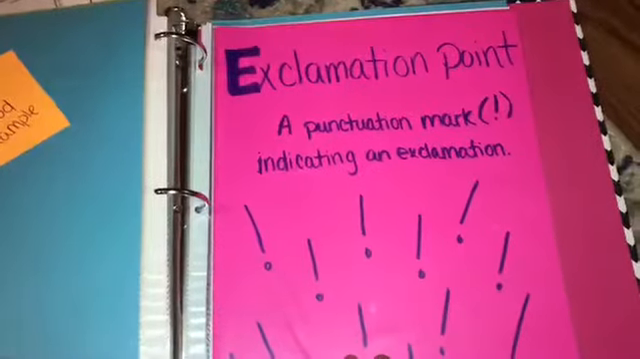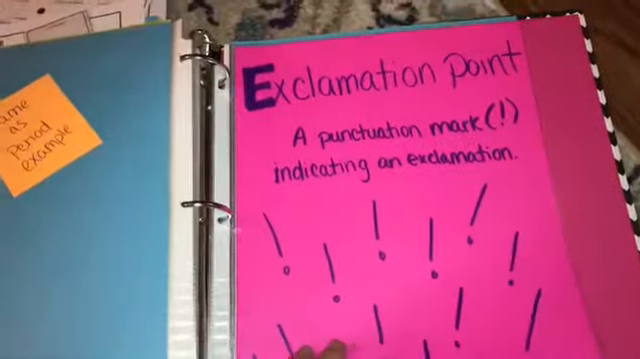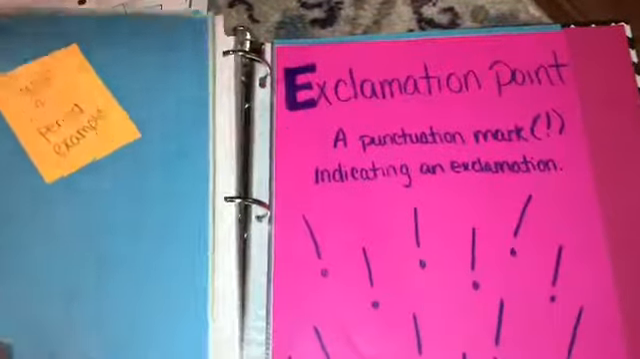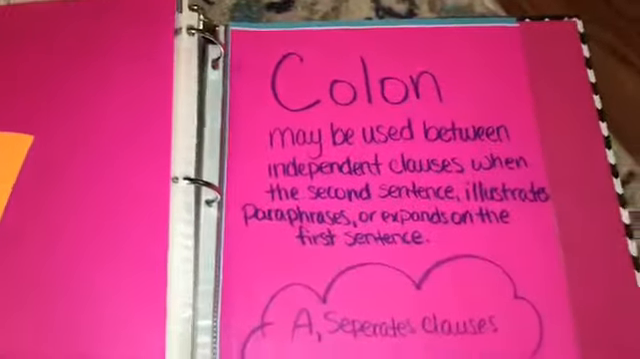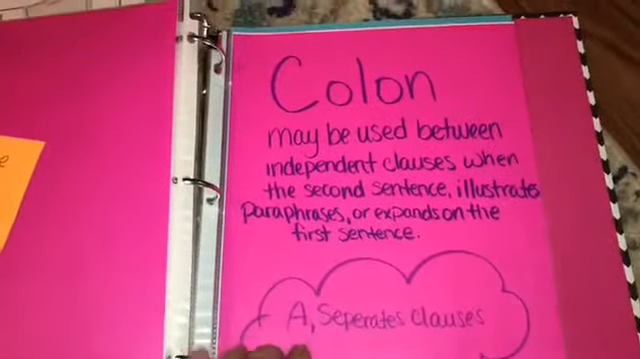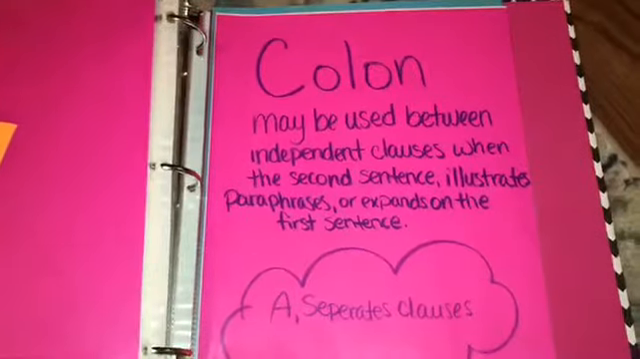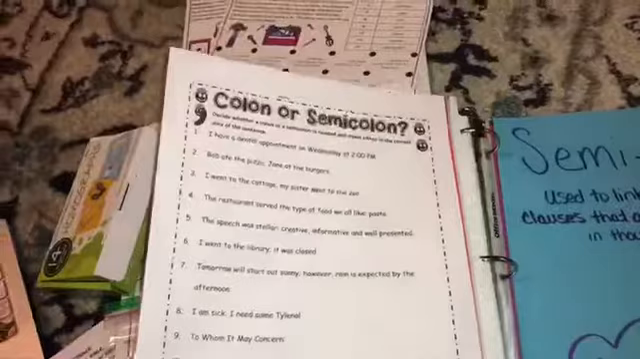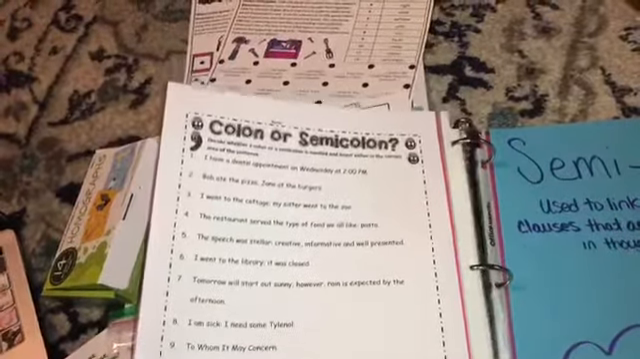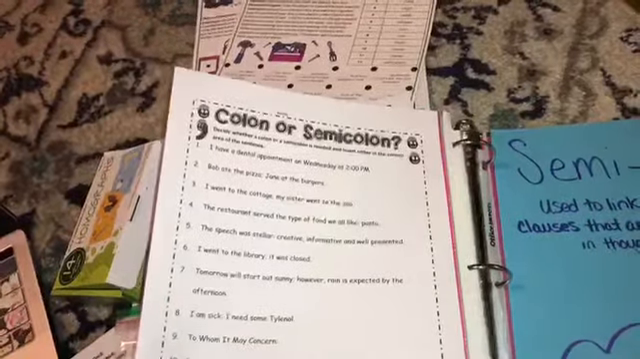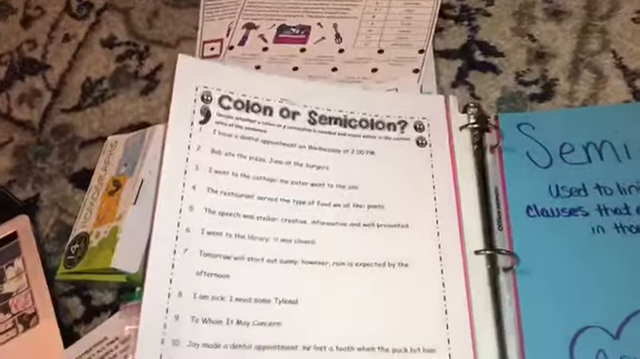Exclamation point, a punctuation mark indicating exclamation. And you will use the same thing as your period proofreading. A colon may be used between independent clauses when the second sentence illustrates, paraphrases, or expands on the first sentence. It separates clauses. So you would have kind of the same editing, but this time we're using colons or semicolons, and you'll try to find where the mistake is and correct it for your students.